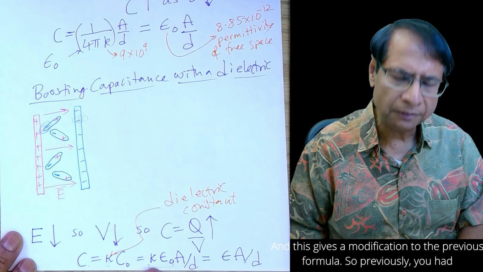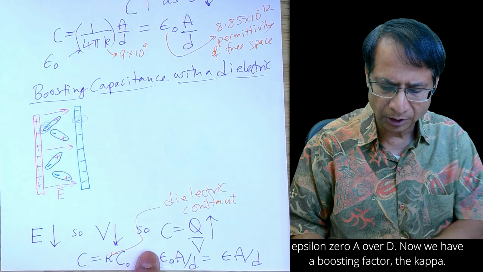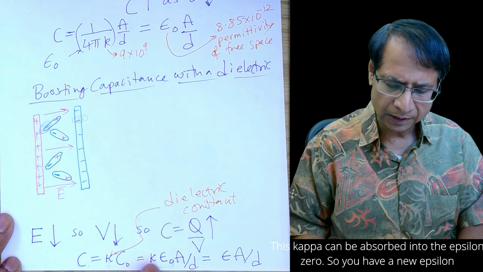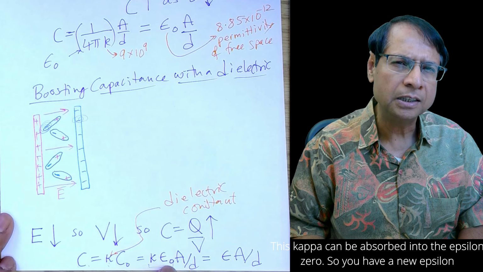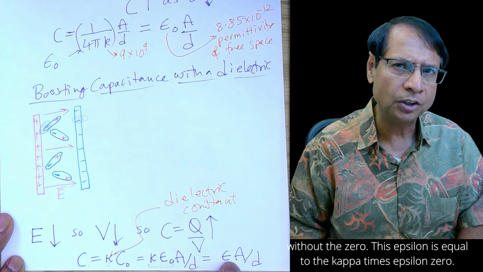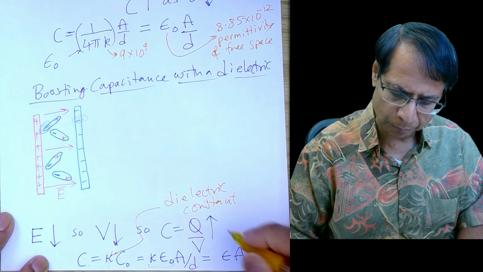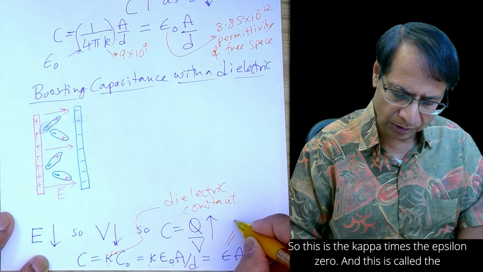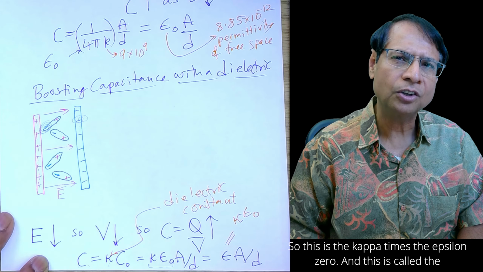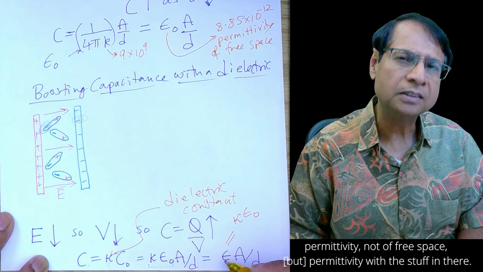And this gives a modification to the previous formula. Previously you had epsilon 0 A over D. Now you have a boosting factor, the kappa. This kappa can be absorbed into the epsilon 0. So you have a new epsilon without the 0. This epsilon is equal to kappa times epsilon 0. And this is called the permittivity, not of free space, but the permittivity with the stuff in there.